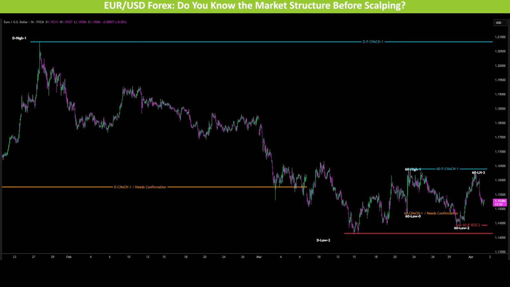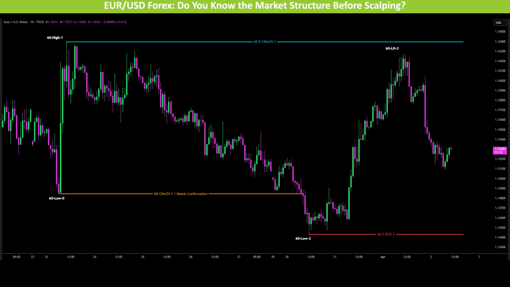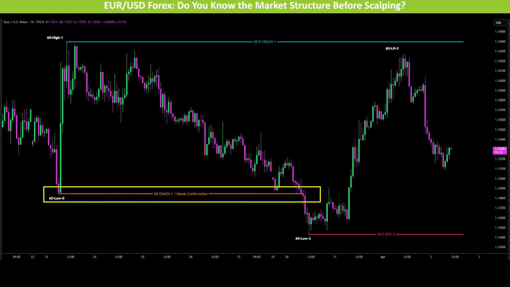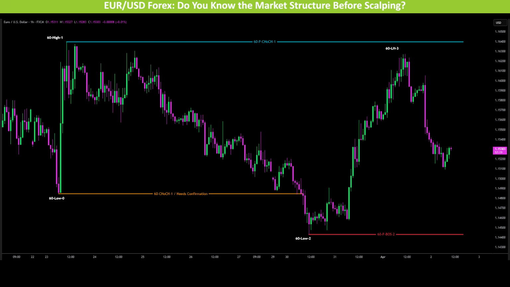Now, looking at the 1-hour structure. This entire formation is developing inside the daily retracement. We begin with 60-minute high 1. From this level, price moves down and creates a 60-minute change of character 1. However, this change of character is not yet confirmed because it still requires a break of structure. Price continues moving down and reaches 60-minute low 2. And this level is now acting as 60-minute possible break of structure 2.